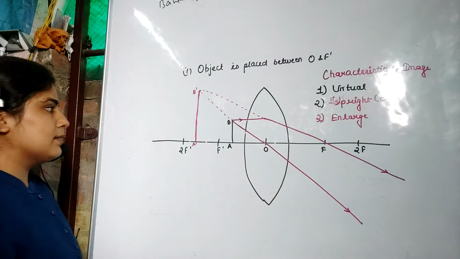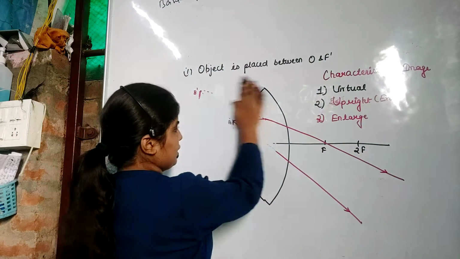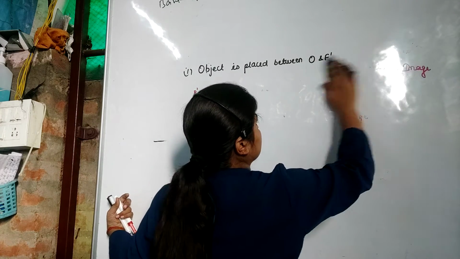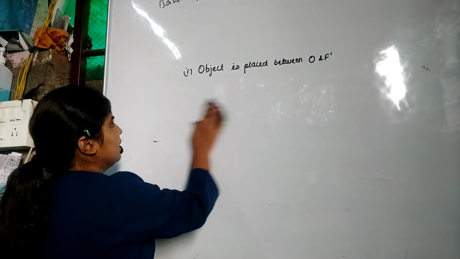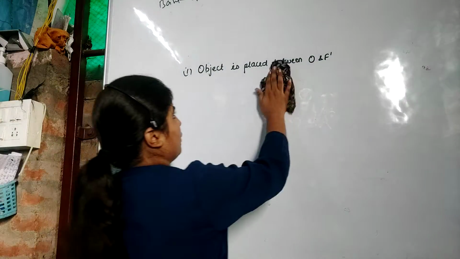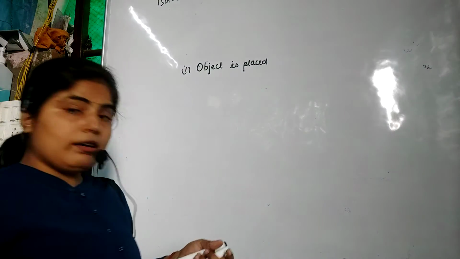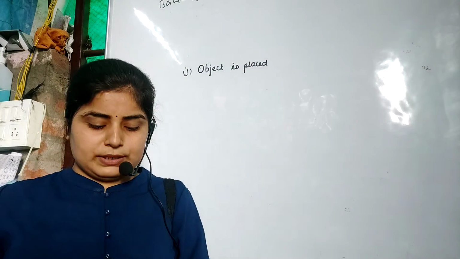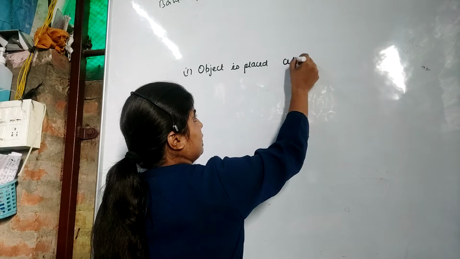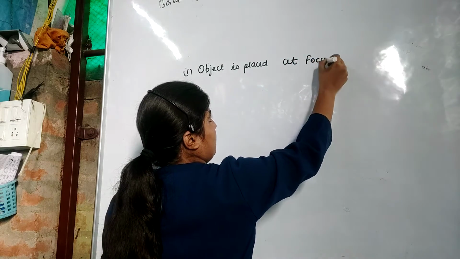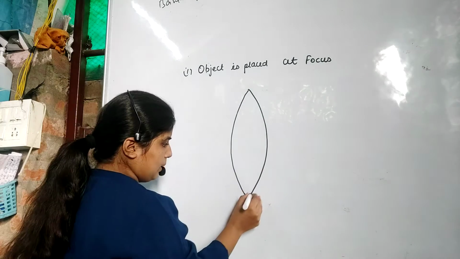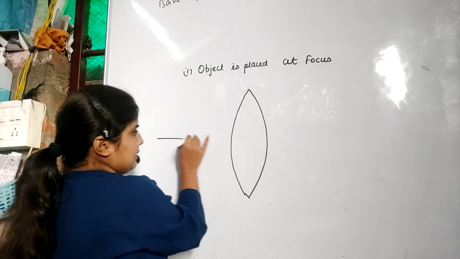Now I am going to discuss the next thing, whenever the object is placed at the focus. So now I am going to place the object at focus. So here the second case is whenever the object is placed at focus. So what will happen? Suppose that this one is a convex lens.